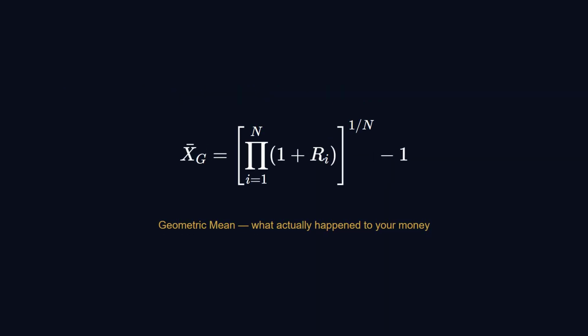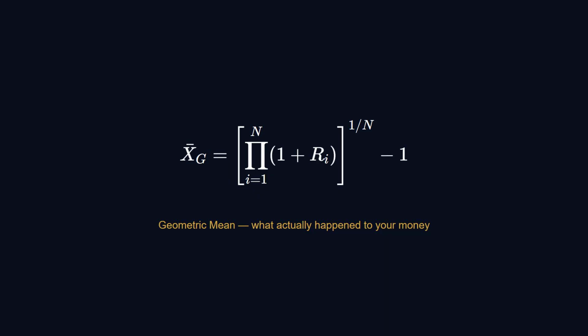Now the geometric mean. This is the one that actually matters for your portfolio. The geometric mean return equals the nth root of the product of 1 plus each return, minus 1. In plain language, you multiply all the growth factors together, then take the nth root to find the single constant growth rate that would produce the same final result.